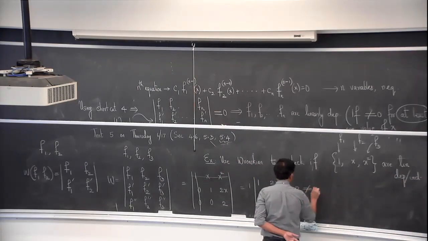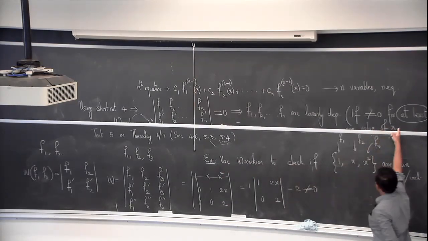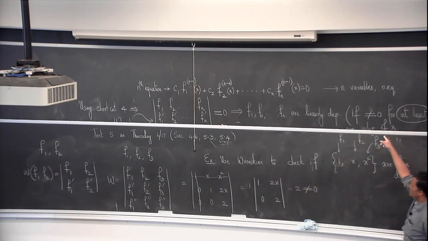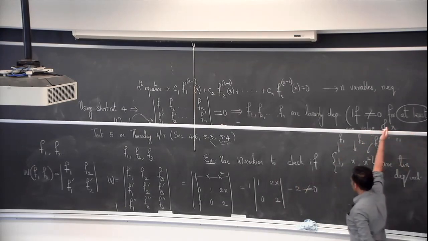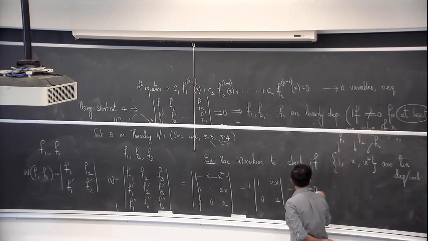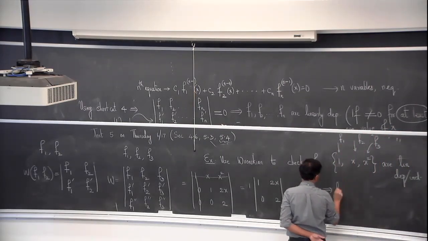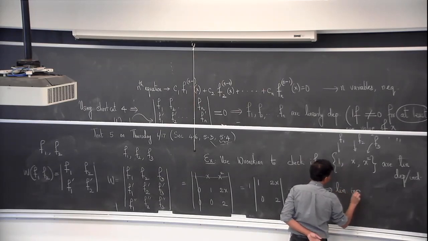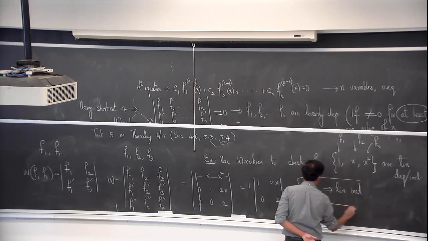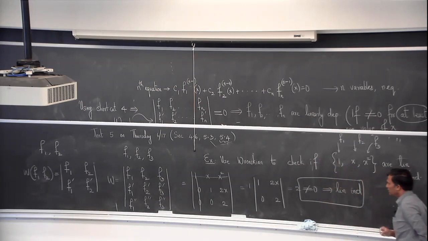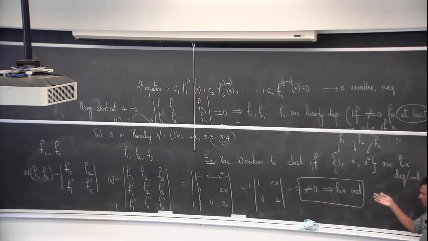Not equal to 0. By the conclusion of the Wronskian result, if it's not equal to 0, this is not equal to 0 everywhere, but in particular, at least for one value of x, it's not equal to 0. So these functions are linearly independent. I'm not promising that all the derivatives will come out to be this easy, but this is the concept.